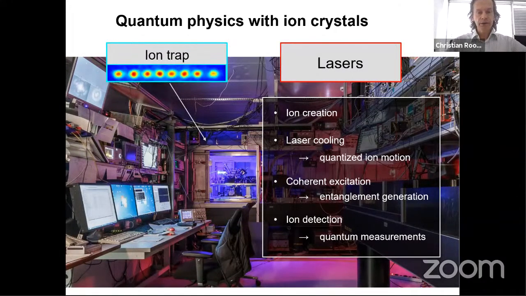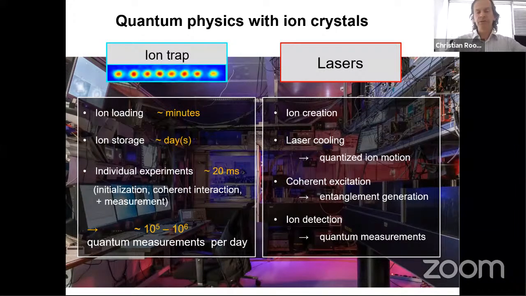The ion trap, on the other hand, is a great tool because it enables us to load ions within minutes into this trap. And this is a short time compared to the storage time, which can be on the order of a day or days even. This has to be compared to the duration of an individual quantum physics experiment, which typically is on the order of 20 milliseconds and which comprises the initialization of the ions, the coherent interaction, and the measurement.